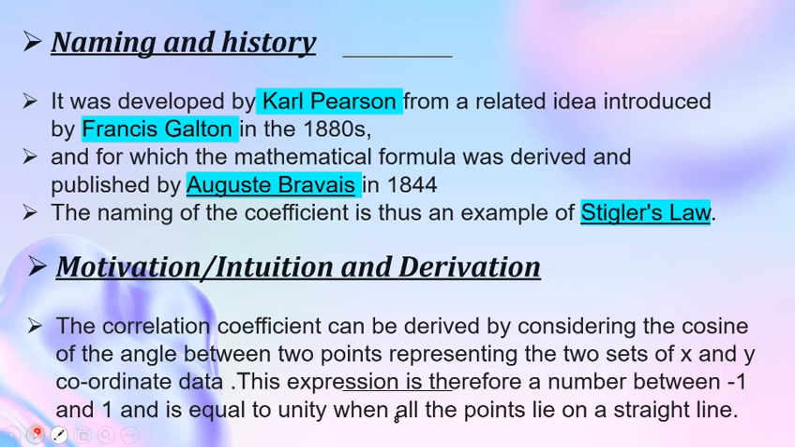The correlation coefficient can be derived by considering the cosine of the angle between the two points representing the two sets of x and y coordinate data. This expression is therefore a number between -1 and 1 and is equal to unity when all the points lie on a straight line.